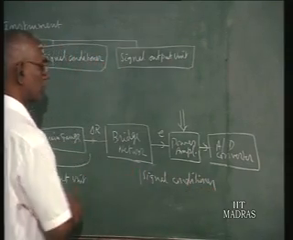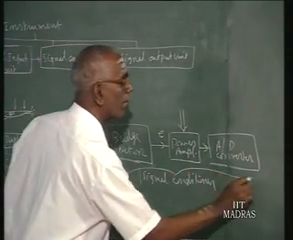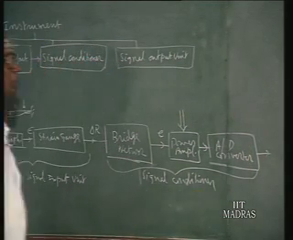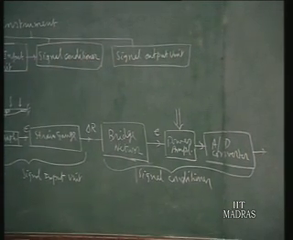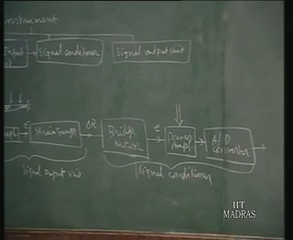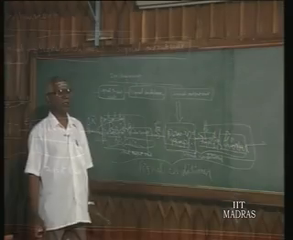Signal conditioner. Yeah, that is. Now from this, it goes to the signal output unit. Now how many types are there in signal output unit? See, signal output, it depends on the parameter.